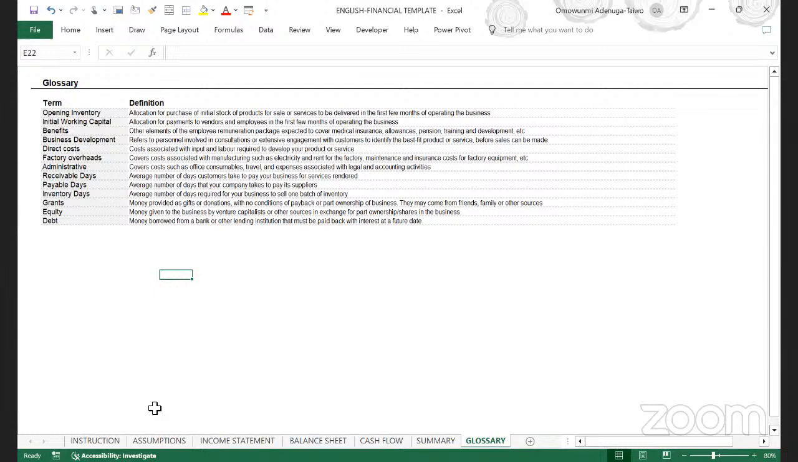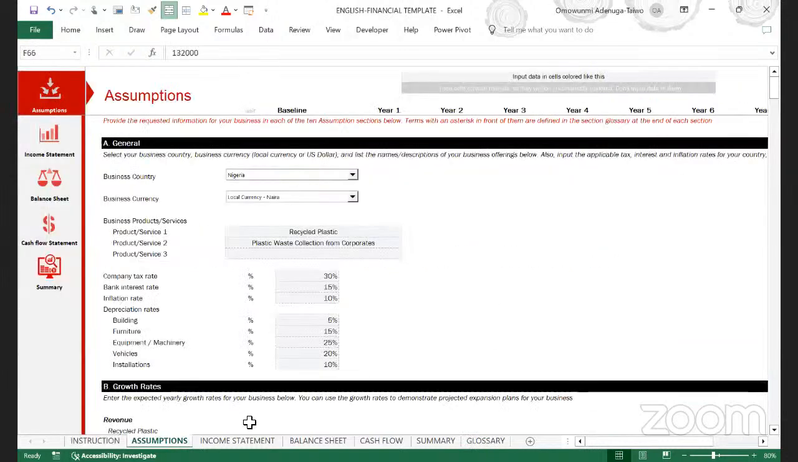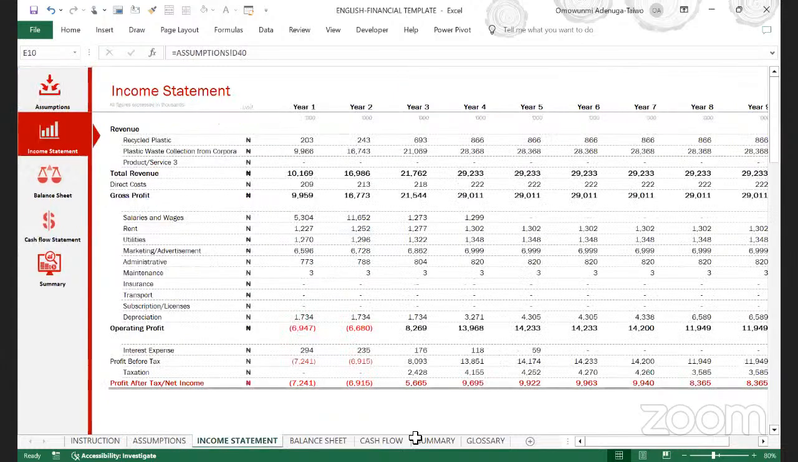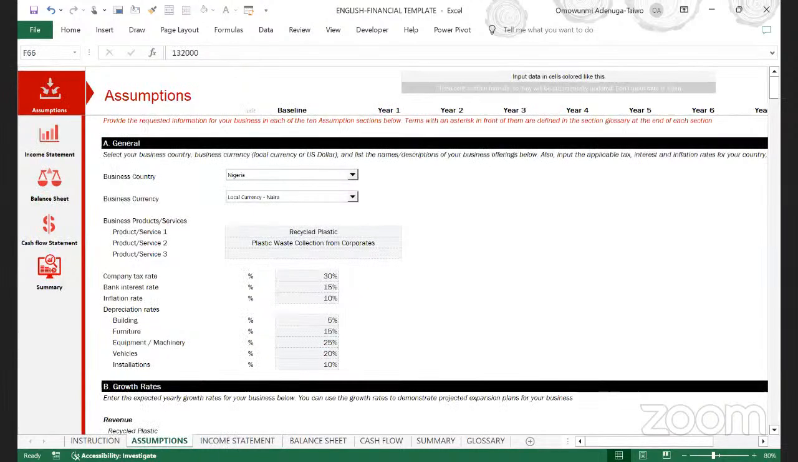Two things you must note: out of the 7 tabs in this workbook, you only need to fill instructions and assumptions. You don't need to fill the income, balance sheet, cash flow, or summary. These sheets are automatically populated based on the information you put in the assumptions tab.